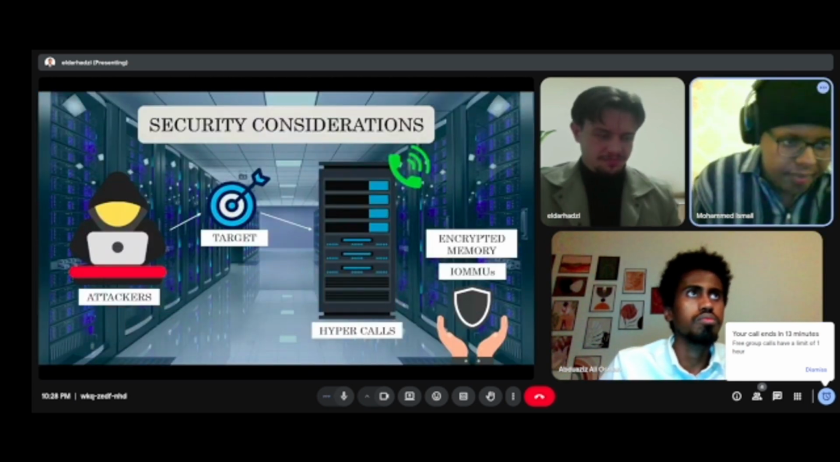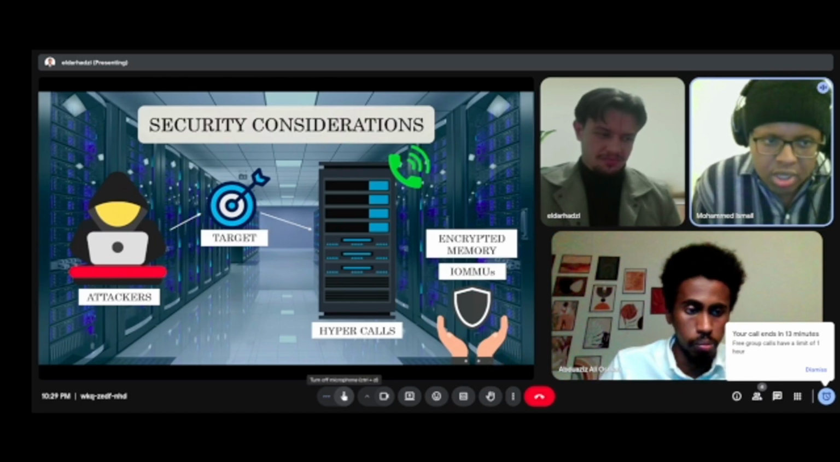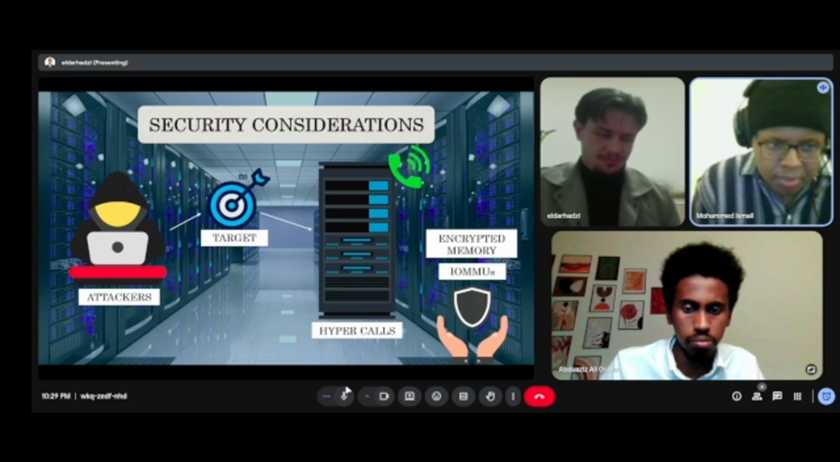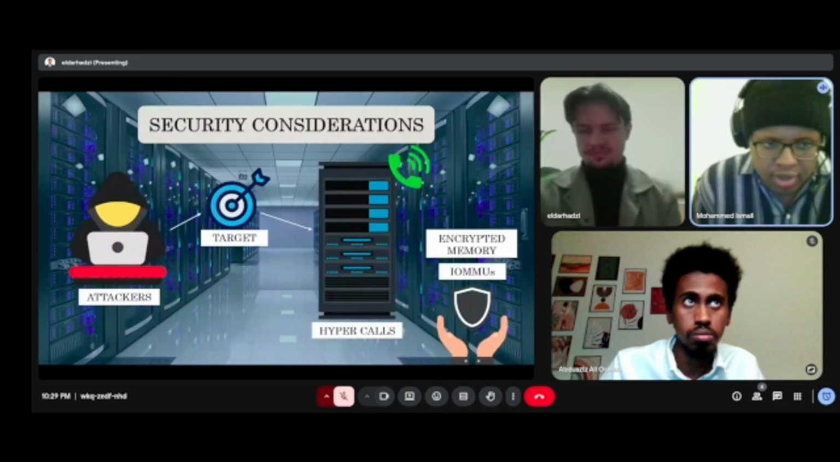Hello, I'm Yousuf, and I'll be talking about the security considerations. The hypervisor sits in a very trusted computing base, so any vulnerability is critical. Attacks target hypercalls, device emulation, and VM escapes. Hardware protections like IOMMUs and encrypted memory improve isolation. Micro hypervisors reduce privileged code, lowering the attack surface.